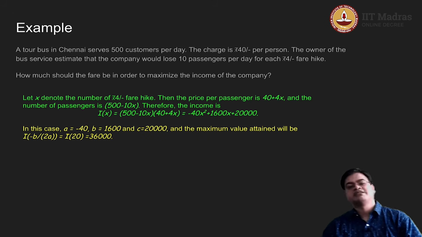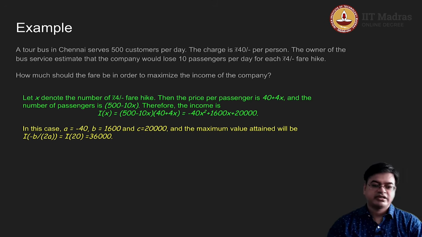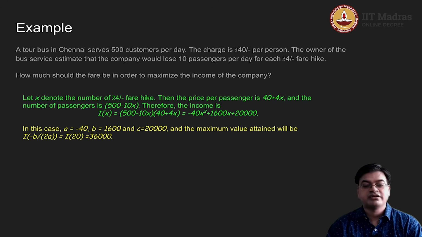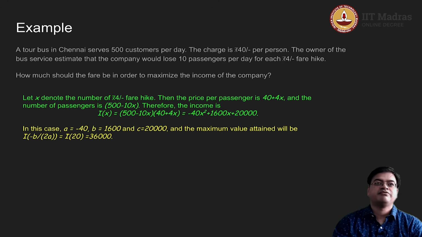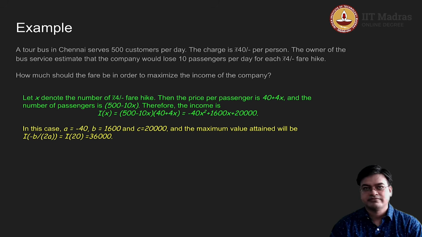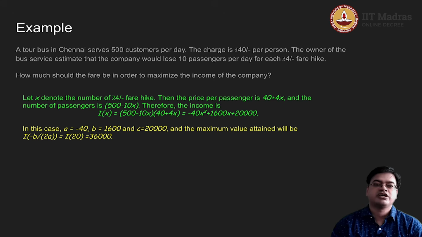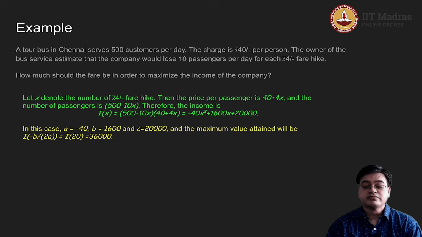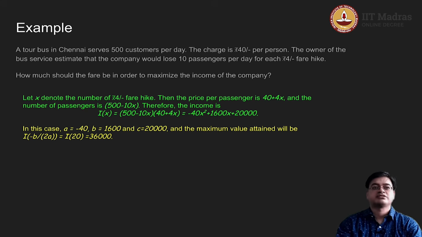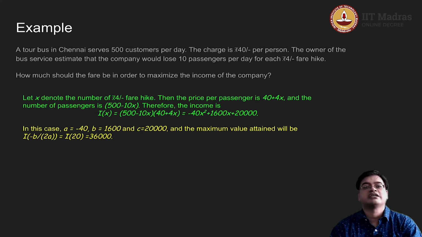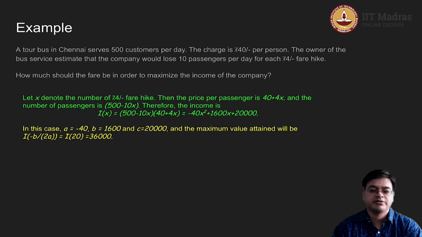And what will be the maximum value attained then? That is what we have to figure out. So now the next question is, where will this maximum be attained? The maximum is possible. The maximum will be attained at the vertex. The y coordinate of the vertex will give me the maximum. So I will simply figure out what the x coordinate of the vertex is. The x coordinate of the vertex is the point of intersection with the axis of symmetry. What is the axis of symmetry? x is equal to minus b by 2a.